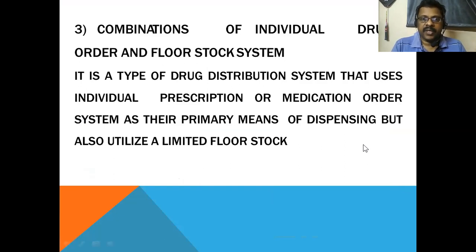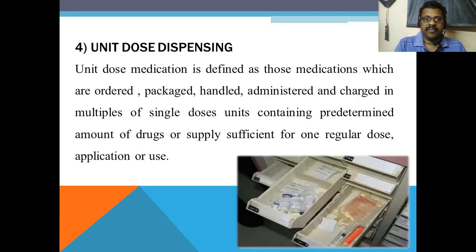Some advantages also there in this flow stock system. Also in individual drug order, many advantages are there. If you combine both, we can have a role for pharmacists in this system, and we can nullify some disadvantages in the previously discussed sections. So it is a type of drug distribution system that uses individual prescription or medication order system as its primary means of dispensing, but also utilizes a limited flow stock.